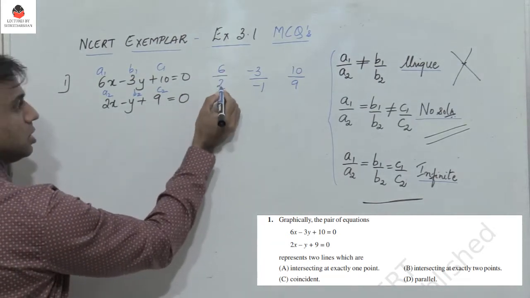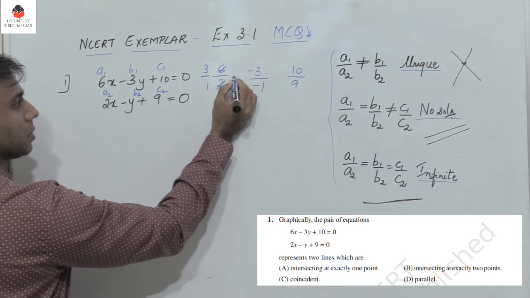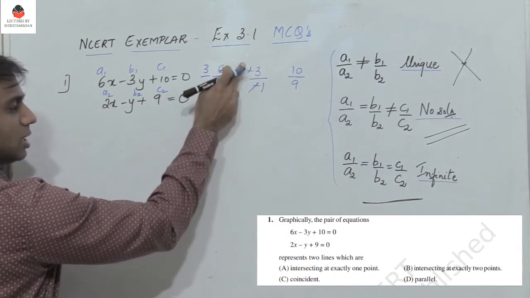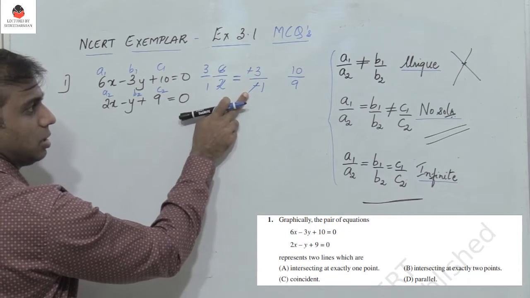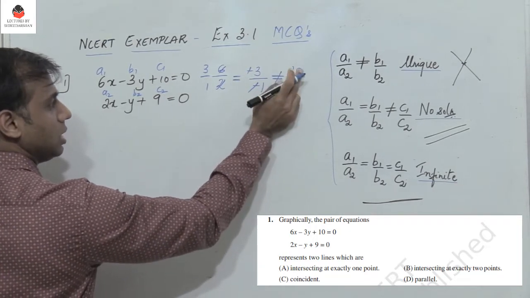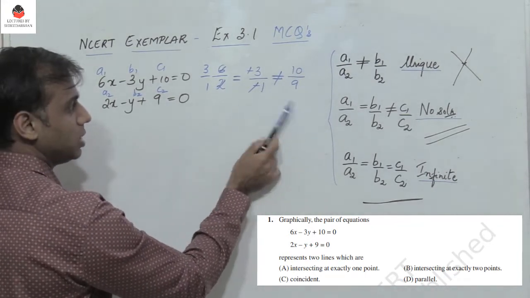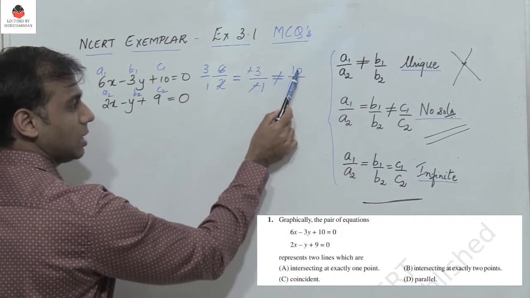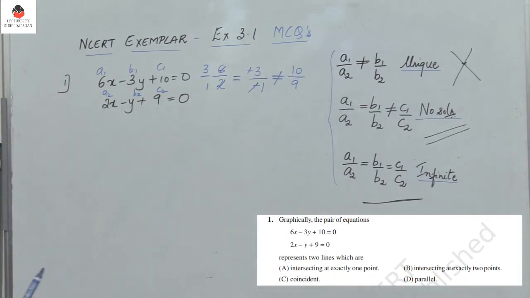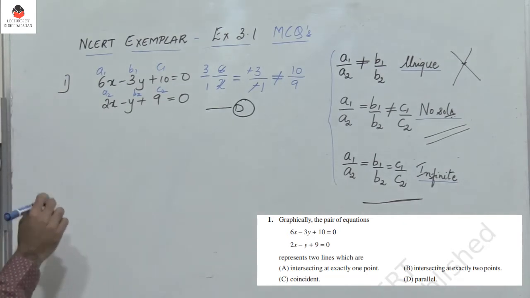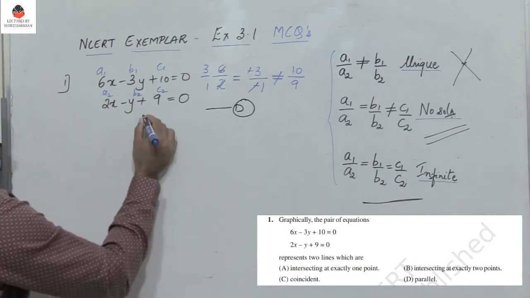So let us observe. So 6 by 2 is nothing but 3 by 1 equals, this is also 3 by 1 because I can cancel minus minus. So it is 3 by 1, but is not equal to 10 by 9. So here I have the condition a1 by a2 equals b1 by b2 and is not equal to c1 by c2. So that means that there is no solution, or the pair of equations represent two lines which are parallel. So the right answer is option D. So therefore they represent two lines which are parallel.